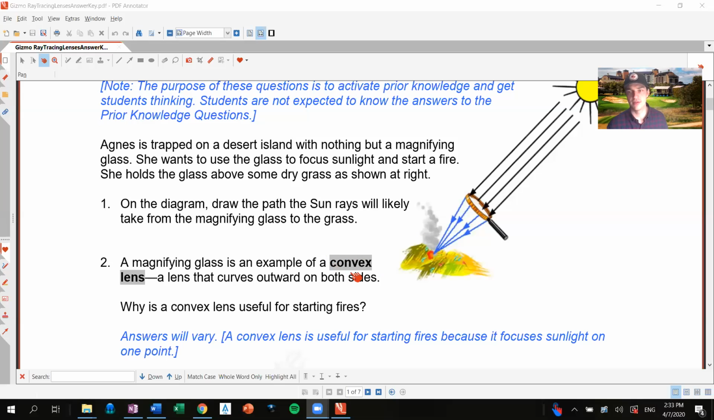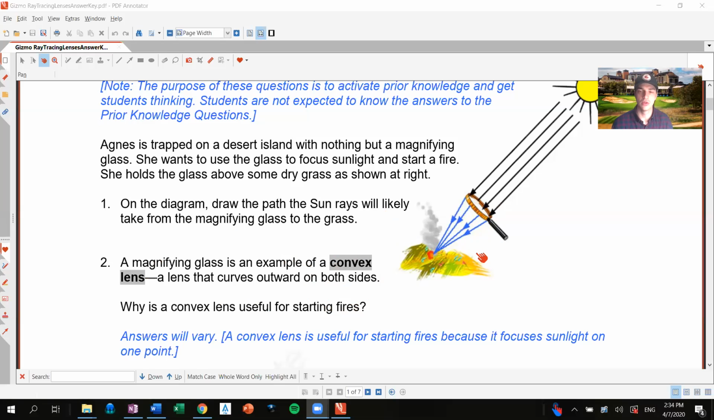So convex, converge, and we know that it's going to converge because, I just realized it's not sharing for some reason. We know that it's going to converge because convex and converge both have the V in the middle of the word, and concave and diverge, the C in concave and the D in diverge are close in the alphabet. So we know we can memorize using that anecdote that convex lenses will converge. So we draw the rays converging to a single point.